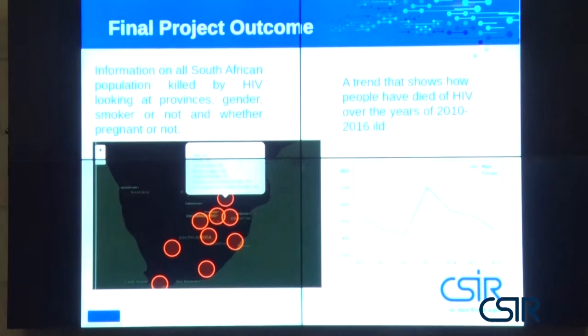Also here we show a graph that shows how the disease has affected people over the years. You can see that in 2012, fewer people were affected by the disease, and it started to increase again from 2012 to 2013 approximately. This can show that maybe people were not having access to healthcare. Koki will continue with other visualizations.